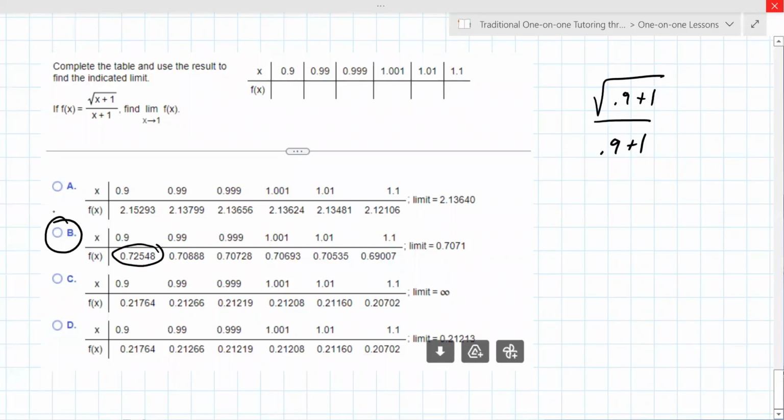You're welcome to check. I'll do the next one just to make sure. 0.99, and that is 0.7088. Bad multiple choice, they don't give you much there. All right, next question.